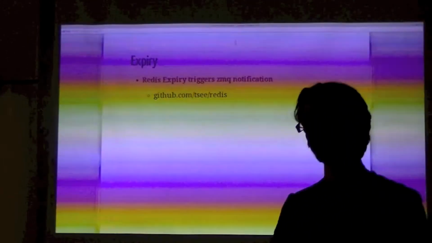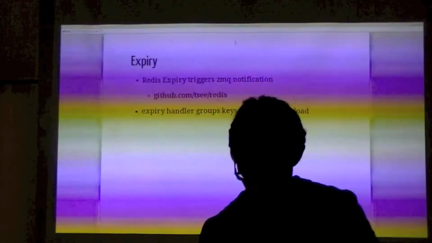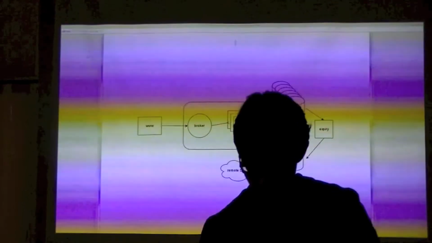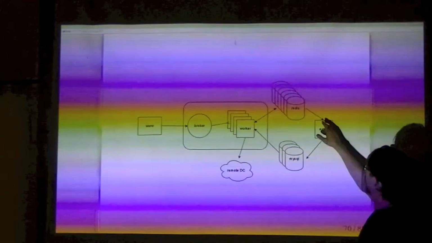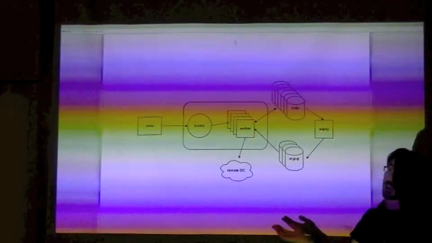So let's talk about expiry. We had to hack Redis on expiry to send a notification to our expiry process, and Stefan did that, and that's on GitHub. Basically, what happens is when Redis says, "I'm all done with this key. I haven't seen any requests for it in 8 hours. Let's assume this browsing session is done."